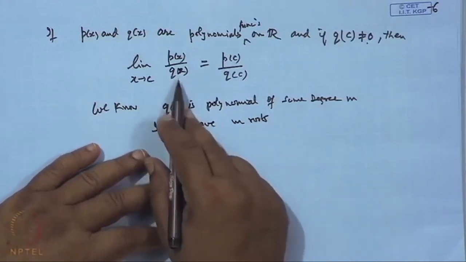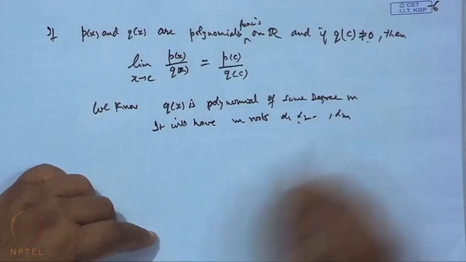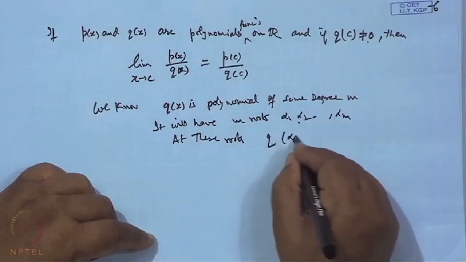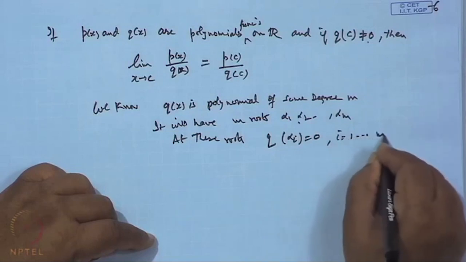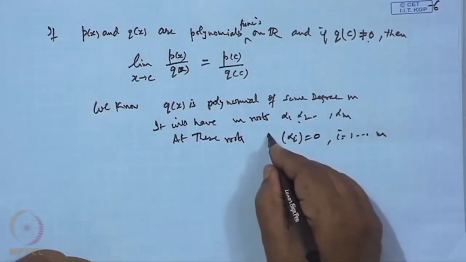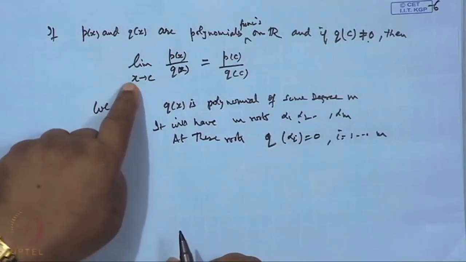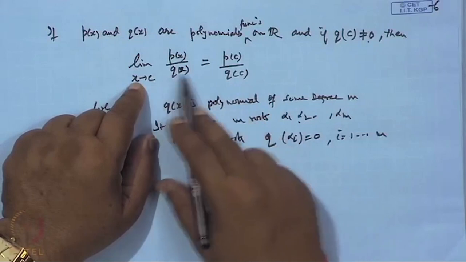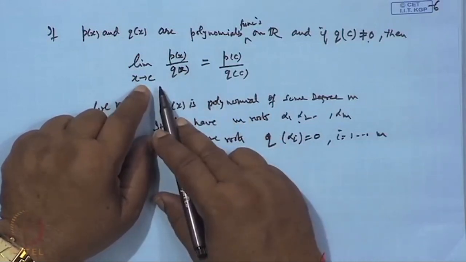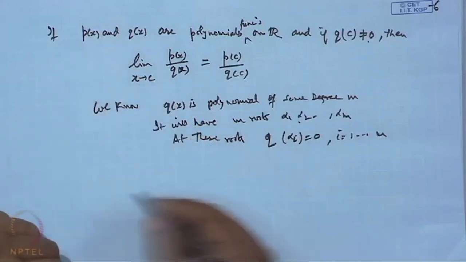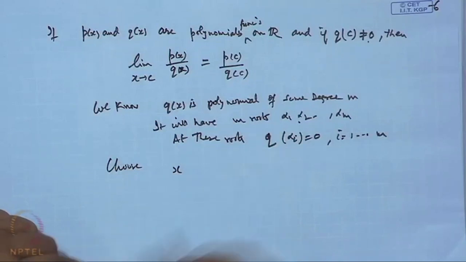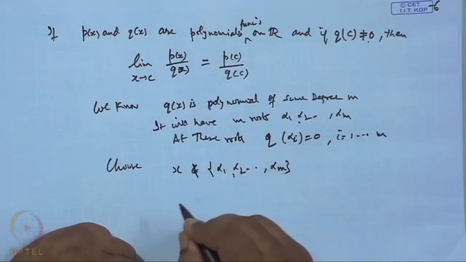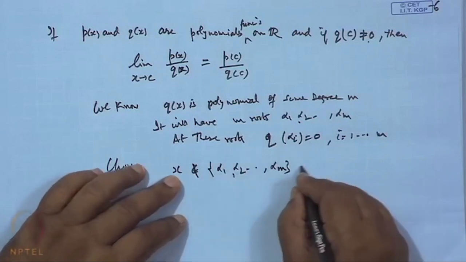It means at these roots alpha 1, alpha 2, up to alpha m, the value of Q must be 0. I am assuming all the roots are distinct and real. So, Q must be 0 there. It means when you approach c, the path should not contain this point, because if it contains this point, then you cannot find the limit of Q(x) when x tends to c. So, what we do is we choose x which is not in this set alpha 1, alpha 2, up to alpha m, which is different from this, okay? And then this x is tending to c.